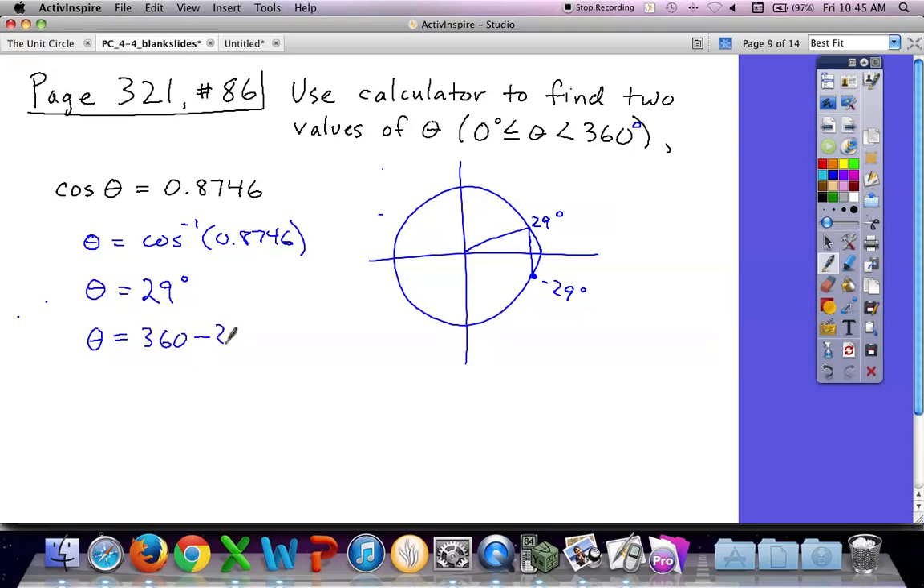360 minus 29 equals 331 degrees. Or just think of it like, 360 minus 29, 331. Coterminal. Right, so we're using the fact that cosine is positive in both of these quadrants. Right? So for cosine, the second value will always be straight up or down. Right? If you got the first answer over here, you would be looking for the second value here.